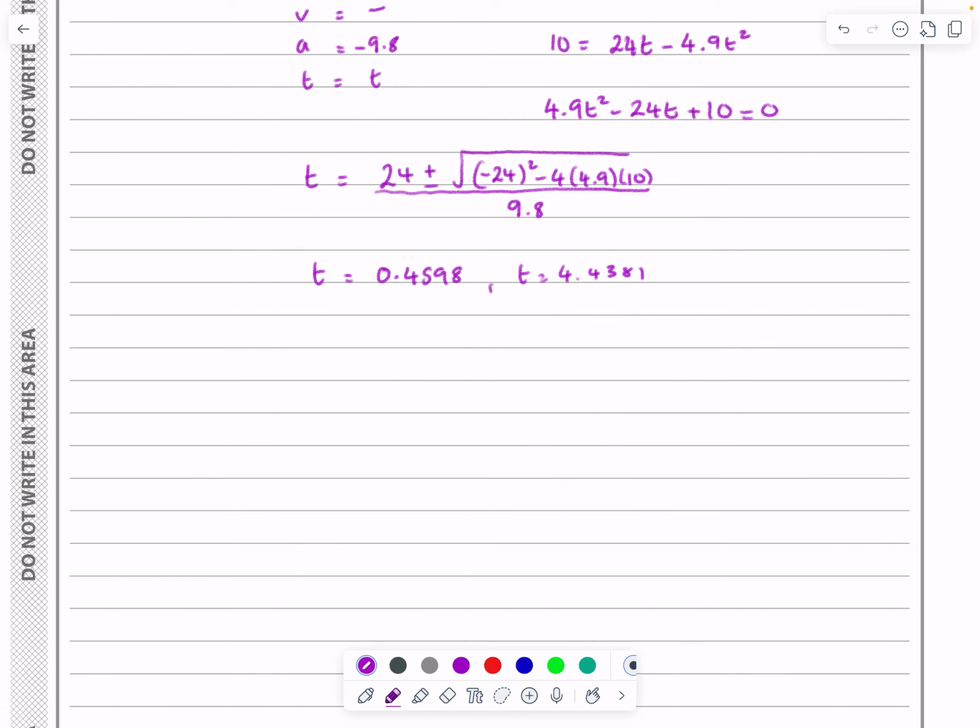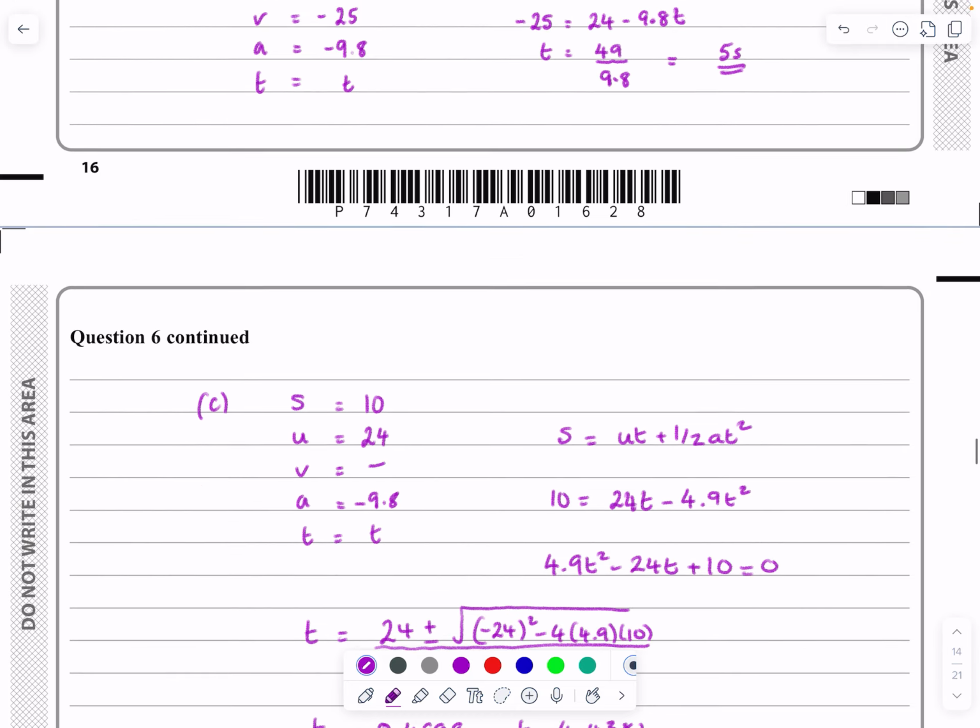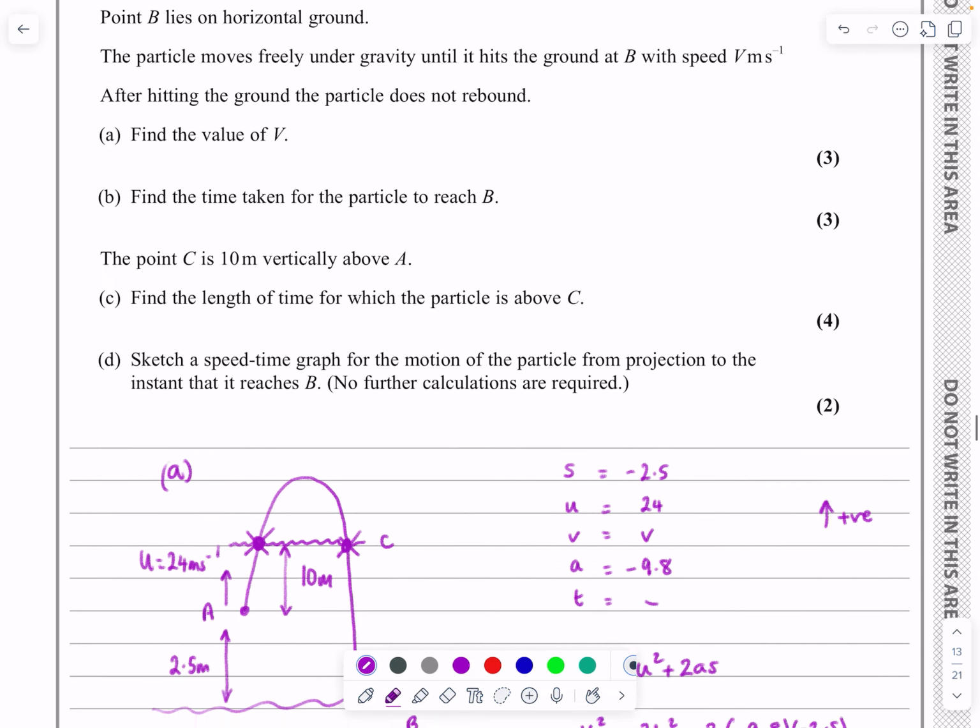So the time when it's above 10 meters will be the difference between those two. So time above 10 meters equals, subtracting those two, 3.978, we'll call that 4.0 seconds to two significant figures. So that's parts A, B, C.